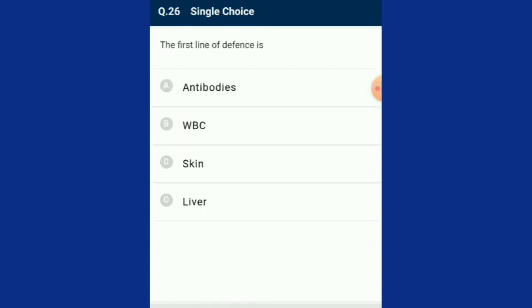Question number 26. The first line of defense is skin. The skin acts as a main barrier between invaders, that means pathogens, and our bodies. Mucus coating of the epithelium lining the respiratory, gastrointestinal, and urinogenital tracts also helps in trapping microbes entering the body. So the answer is option C, skin.